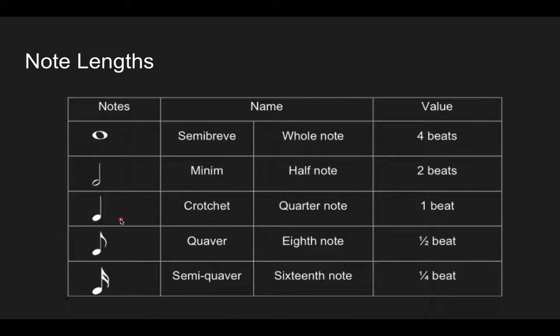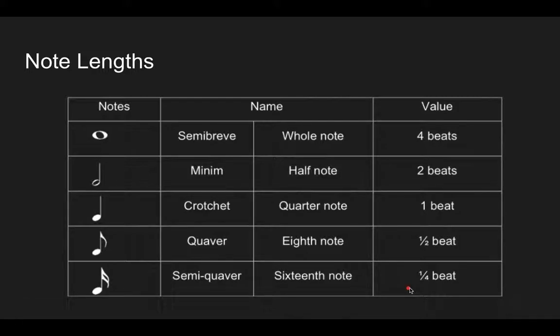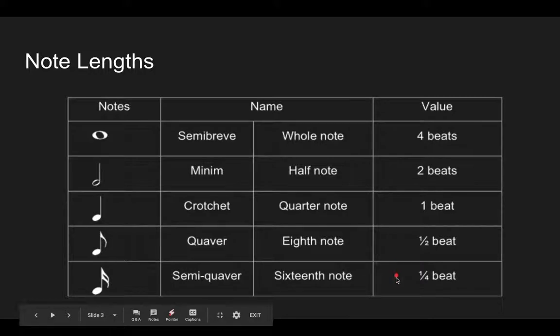We then have a crotchet. With a crotchet, you fill in the circle, and it still has a stem. It's a quarter note, and that equals 1 beat. We then have a quaver, which has a stem and also a tail. It is an 8th note, and it is half a beat. So technically there are 2 quavers inside a crotchet. Then we have a semiquaver. It has 2 stems, it's called a 16th note in American, and it's a quarter of a beat. So there are 4 of these inside a crotchet.